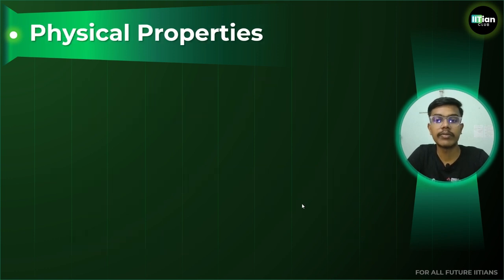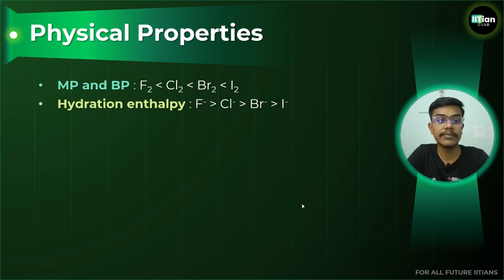Next up, we have physical properties. Melting and boiling point show the regular trend of increasing down the group. But hydration enthalpy decreases down the group. Hydration enthalpy is defined as the quantity of energy released when 1 mole of gaseous ions is mixed with water to produce hydrated ions. These elements, when they are mixed with water, produce hydrations, where the water molecules surround them.